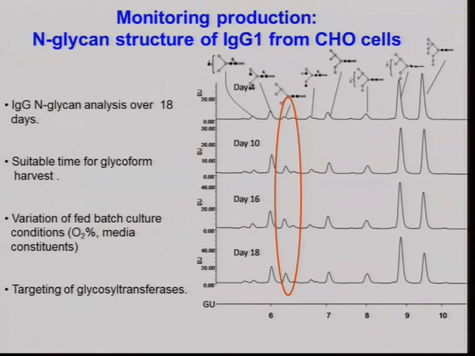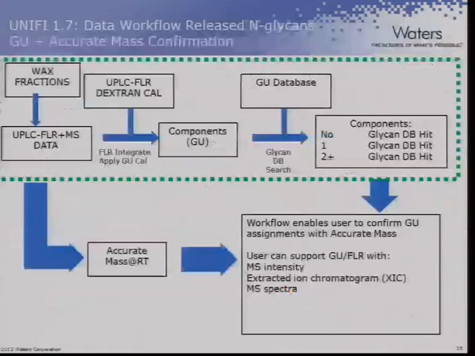So you may decide, this is enough, we'll stop it at day 10, or you may be able to vary the conditions, change the dissolved oxygen, the media constituents. If you know this information, you may be able to do something about it. So monitoring production is really important. Most of what I've shown you has been LC. The other part of the orthogonal technologies that we use is mass spectrometry.